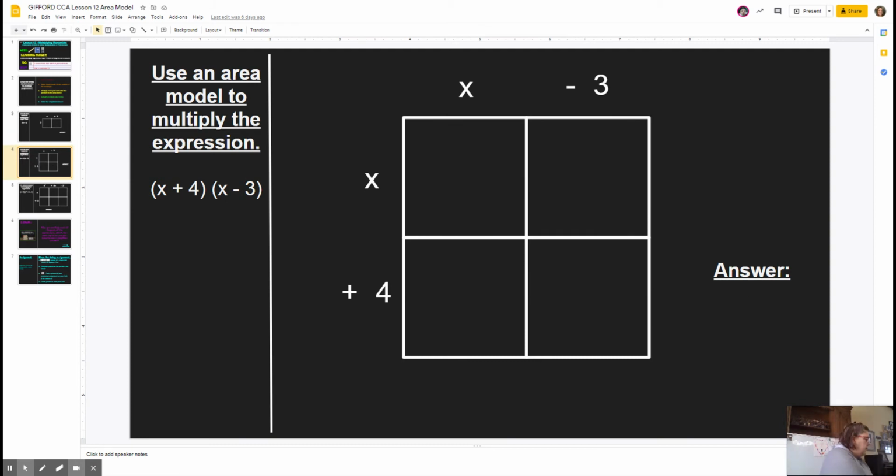All right, let's look at our second example. All right, so I've got these 2 binomials. These are 2 term expressions, right? So I've got x plus 4 and x minus 3. Again, because I have 2 terms in each, I need a rectangle that is 2 squares tall and 2 squares wide. That's why we have the 4 parts for it.